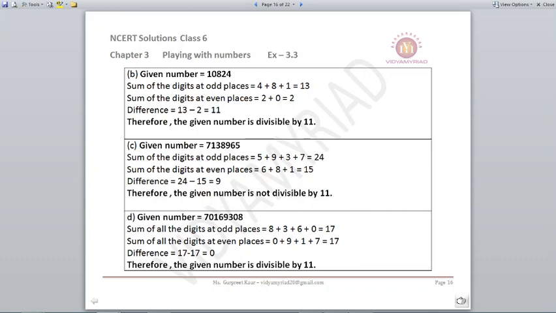Next number, 70169308. Let's begin from the right side. Odd places first. 8 plus 3 plus 6 plus 0 gives you 17. Even places, 0 plus 9 plus 1 plus 7 gives you 17. 17 minus 17 is 0. So yes, the number will be divisible by 11.